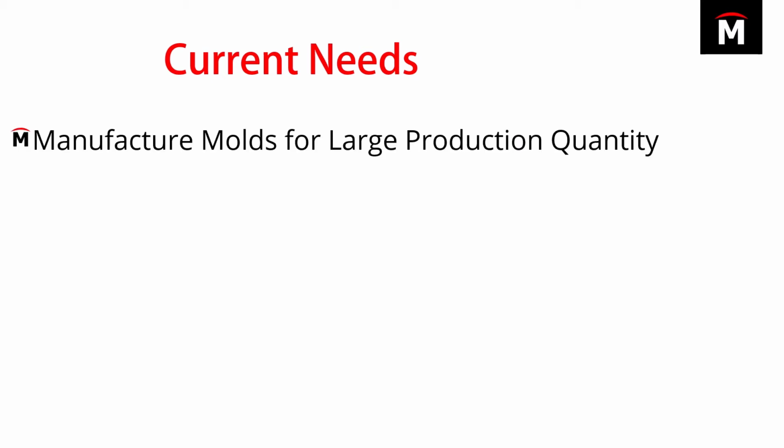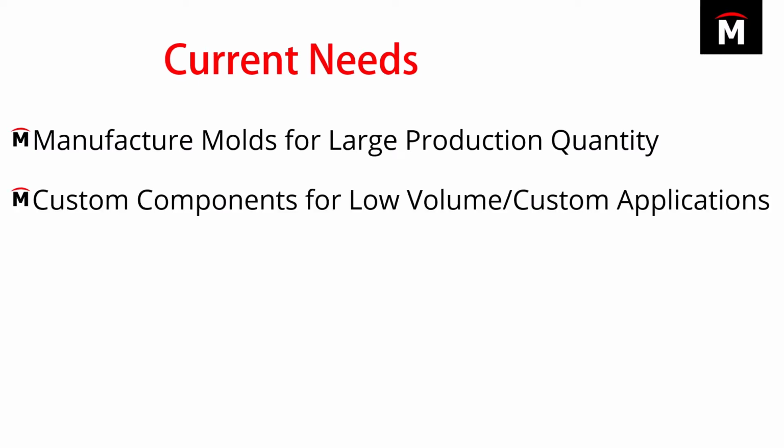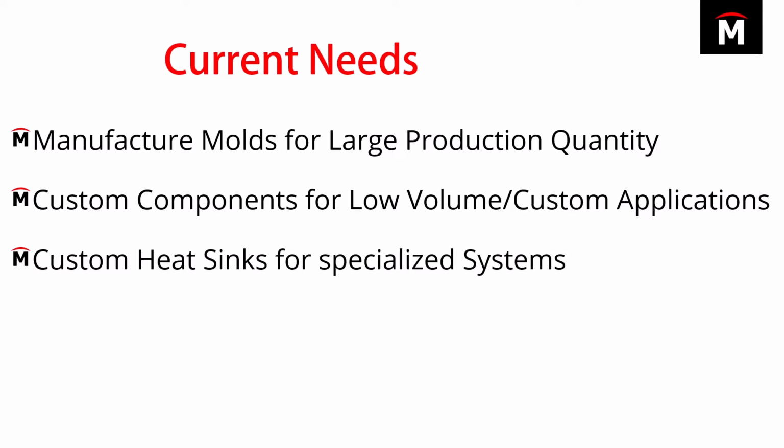Well, one of their main things is they manufacture molds for their large production quantity runs. These are both injection and rotary molds that they're using for their speaker housing. On top of that, they do provide custom solutions, so they do a lot of low-volume custom applications for things like brackets and mounting hardware, stuff of that nature. And then the last thing that they develop in-house is custom heat sinks for specialized audio systems. So these are their 3 main manufacturing needs that we're going to be talking about today.